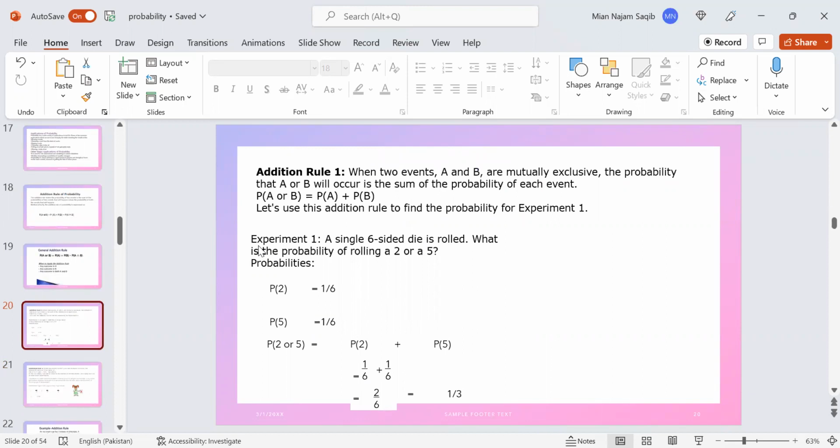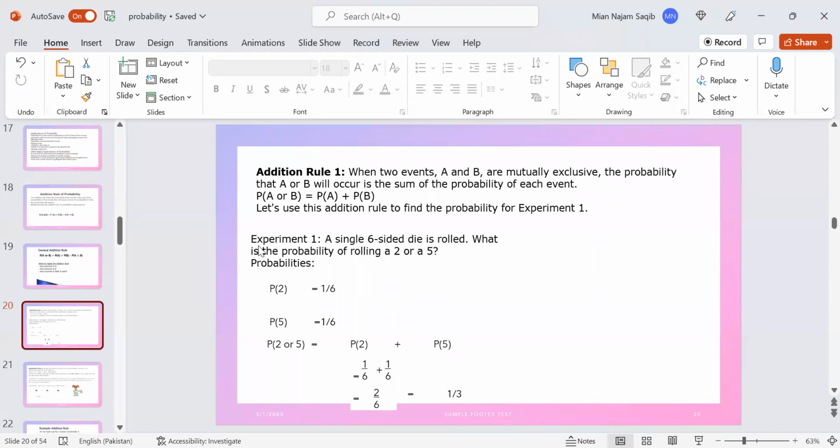An example of the addition rule, there are basically two. The first example is the simpler one. When there are two events, A and B, and they are mutually exclusive, that means they cannot occur together. The probability that A or B will occur is the sum of the probability of each event, which is simply A's probability and B's probability added together.